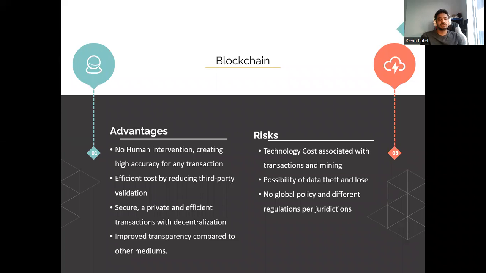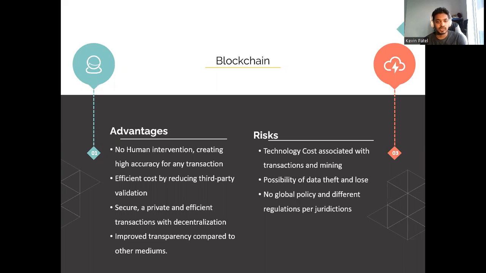Coming to the advantages, no human intervention is required while validating any transaction. It is completely automated via the virtual blockchain. The cost is obviously significantly reduced because it is trying to eliminate third-party validation altogether. Transactions are secure, private, and efficient. There is improved transparency compared to other mediums. That is notable.